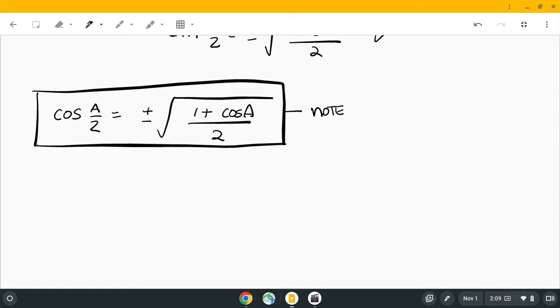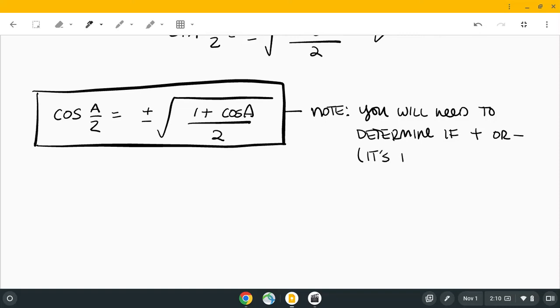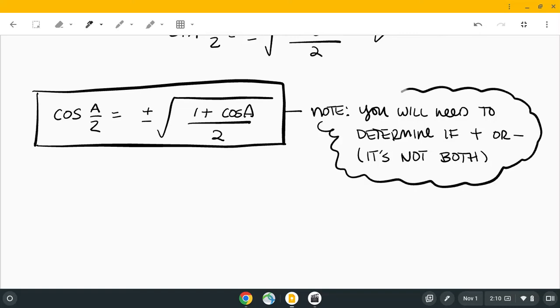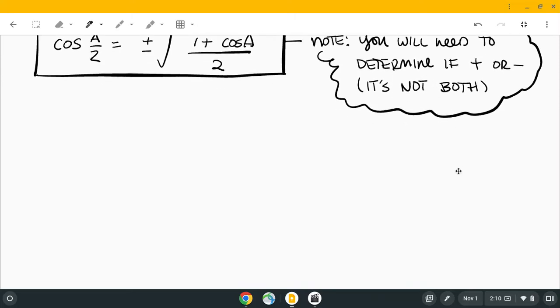Note you will need to determine if it's positive or negative. It's not both. Just like cosine of 30 degrees is not both positive and negative, square root 3 over 2. Okay, let's do the proof.